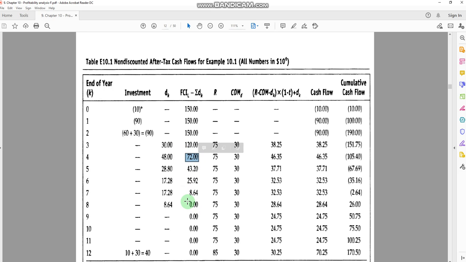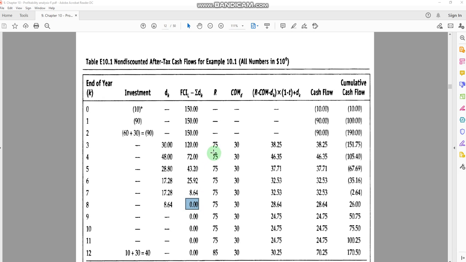Now at the end of year 8 we have completely depreciated the plant. So the value for the FCI will become 0, and this one, 8.64 minus 8.64, will become equal to 0. After that there is no depreciation, and you have to pay the complete tax.